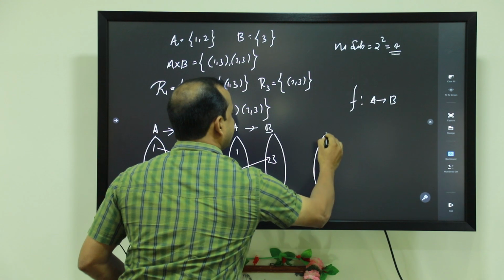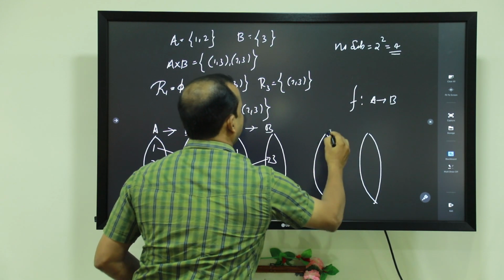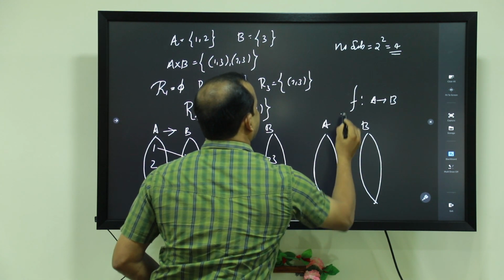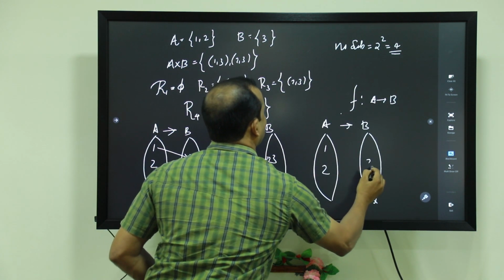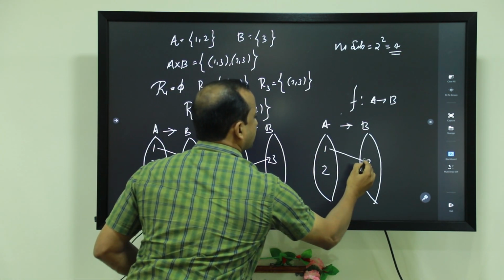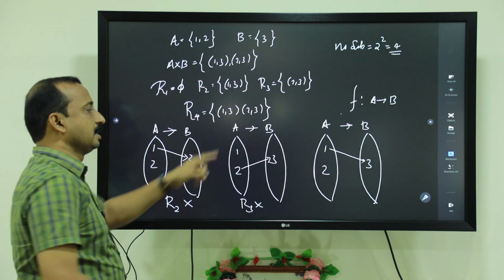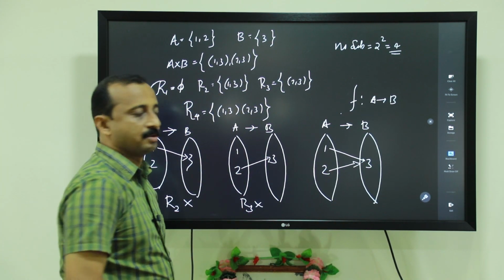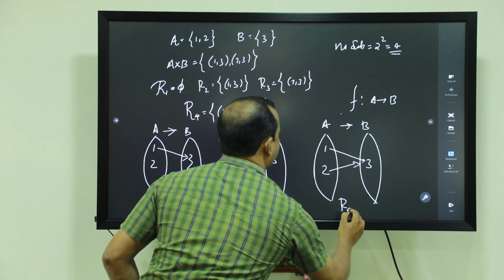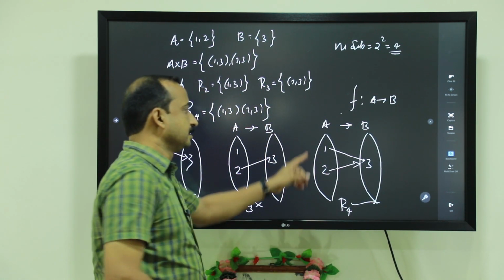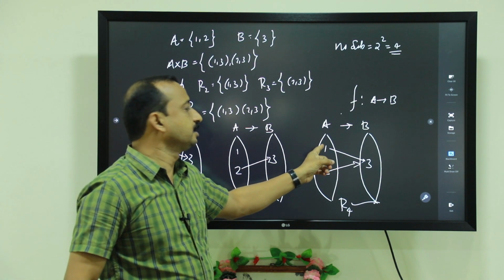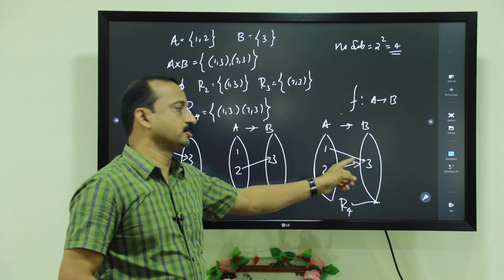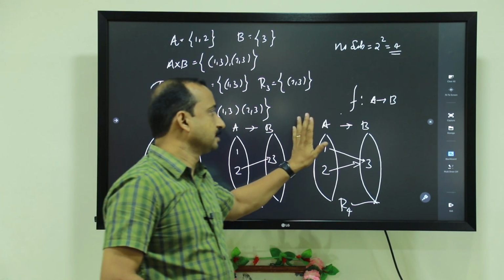Now the fourth relation R4. Our first set is A, second set is B, the elements are 1, 2 and 3. Under R4, the image of 1 is 3 and the image of 2 is also 3. That means the given relation is a function. R4 is a function because every element of the first set has one and only one image in the second set. 1 has the image 3, also 2 has the image 3. Therefore, the given relation is a function.